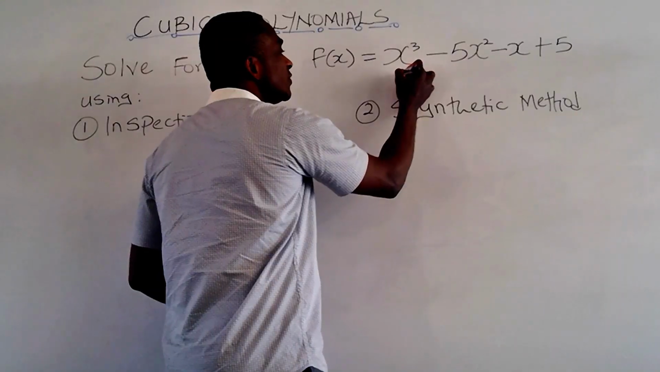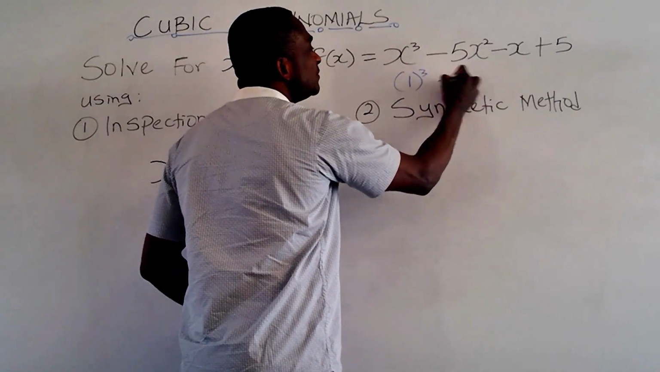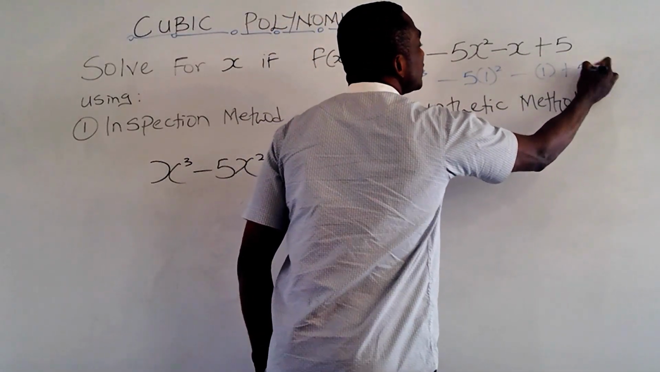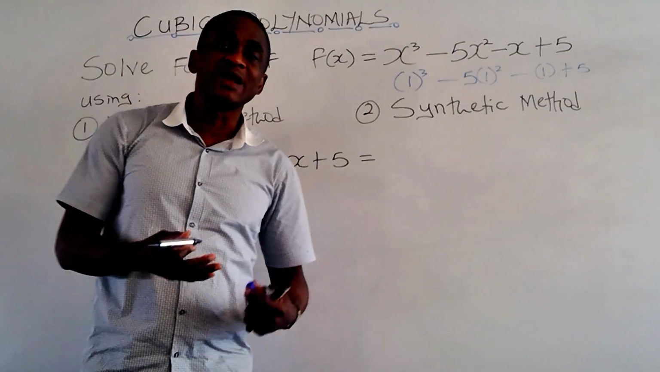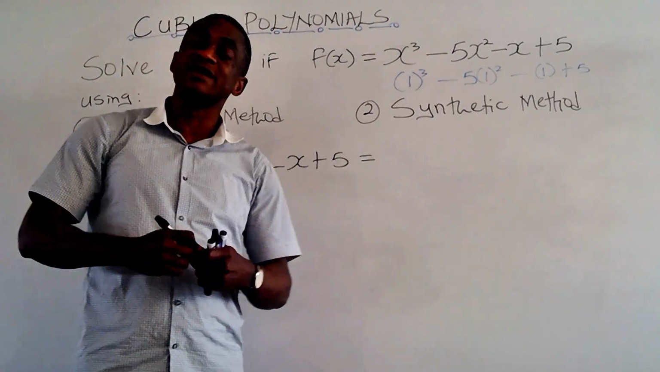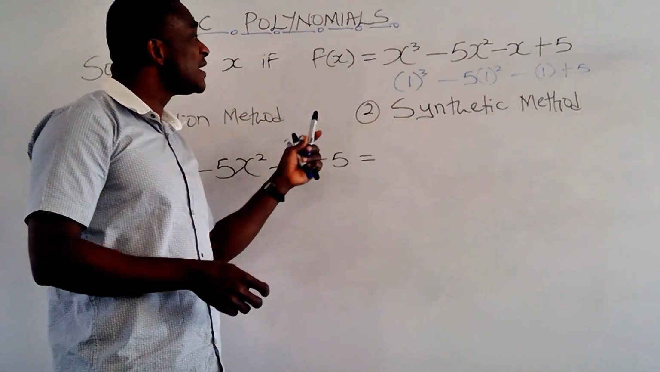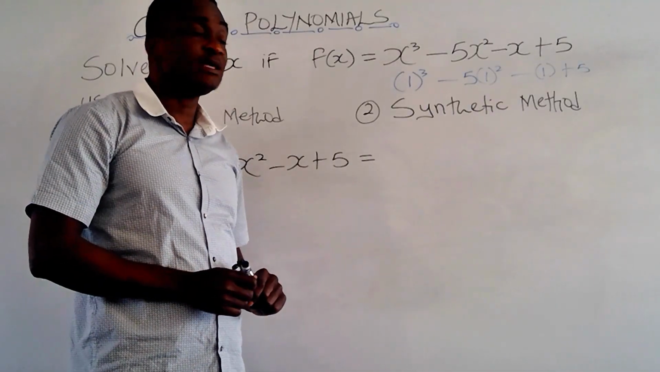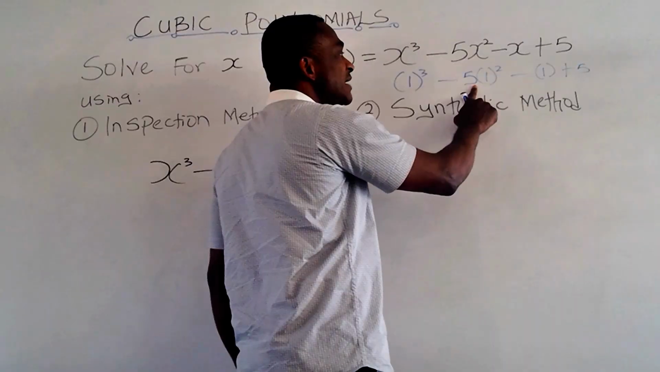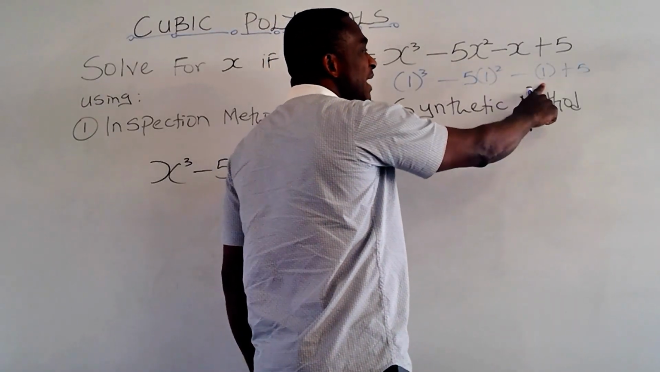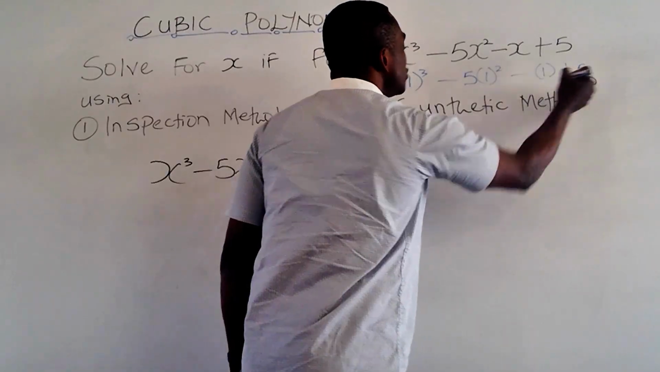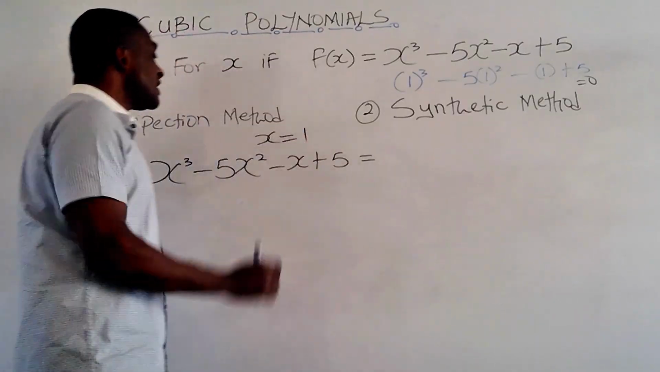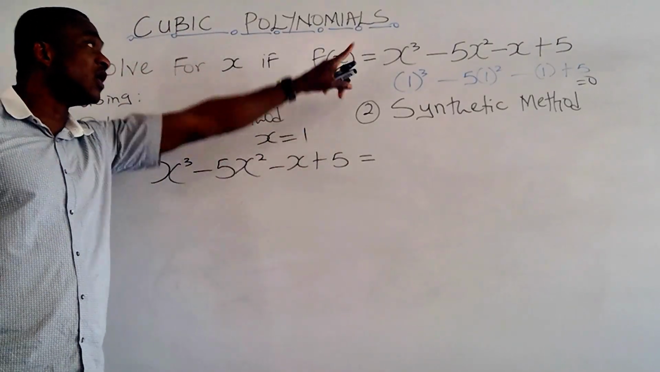If we go into this, let's try 1 cubed minus 5 times 1 squared minus 1 plus 5. Remember, you do random checks. You can try 1, 2, 3, negative 1, negative 2, negative 3. Any number you can sub in, and the whole equation gives you 0, is a factor of that expression or equation. So we have 1 minus 5 is minus 4, minus 1 is minus 5, plus 5 is 0. So x equals 1 is a factor of that function.